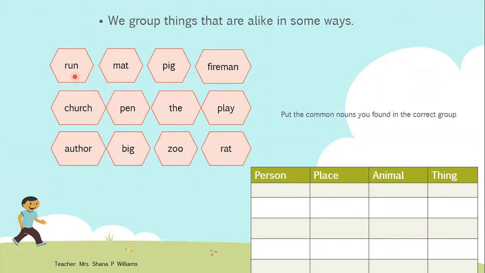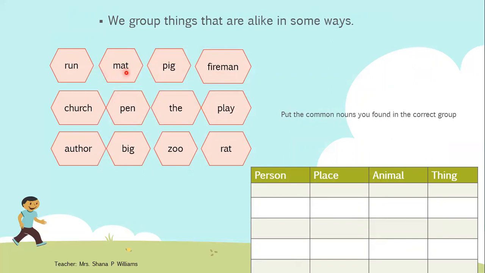So here is the word run. R-U-N, run. Is run a person, place, animal, or thing? No, run is an action word. So it is not a common noun. It's not a noun.